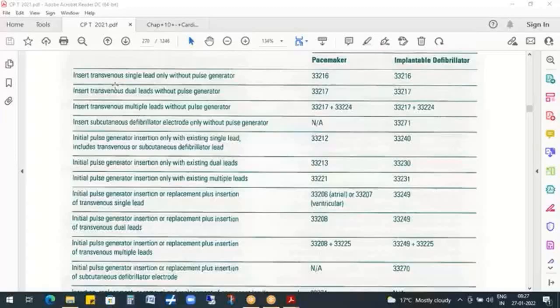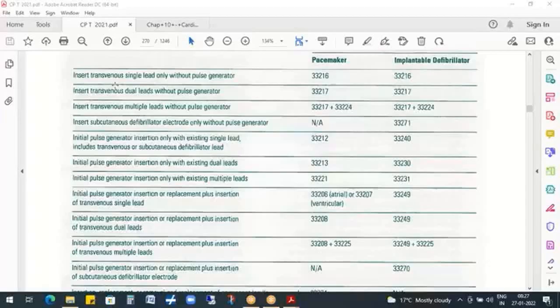If you see the 4th column, they are placing only the pulse generator to the existing lead. That means the lead is already in the body. To the lead, what are they placing? Pacemaker. If it is 212; if it is defibrillator, what is the code? 240. Understood by reading the code description in the table.